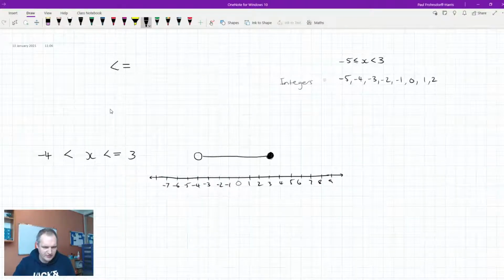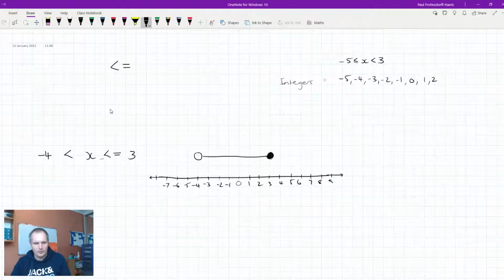So you can see if we're reading this way, -4 is smaller than x, but x is bigger than -4, but smaller than 3. But it's smaller than or equal to. And we would obviously write that like that. But in typing, it would look like that.